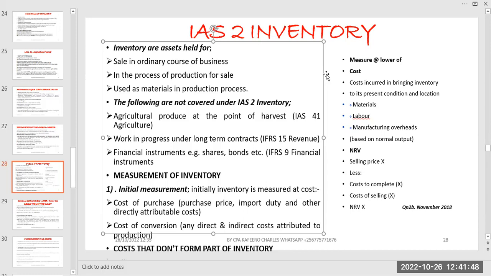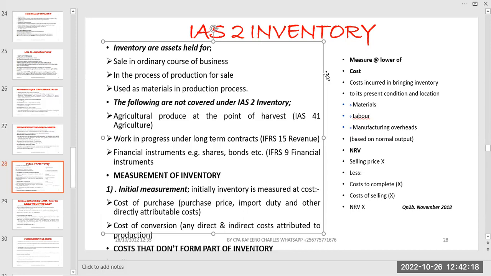So, what are some of the items that are not included within IAS 2? We said one is agricultural produce at the point of harvest. We looked at that one under agriculture, and we said that one, agricultural produce at the point of harvest, or before the harvesting, is treated under IAS 41 agriculture.